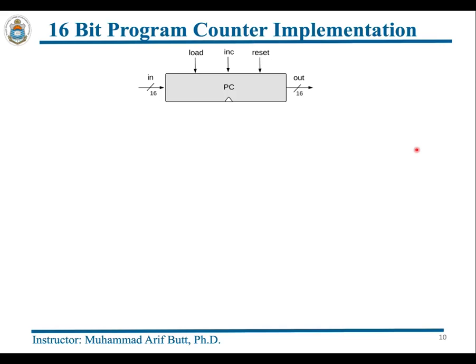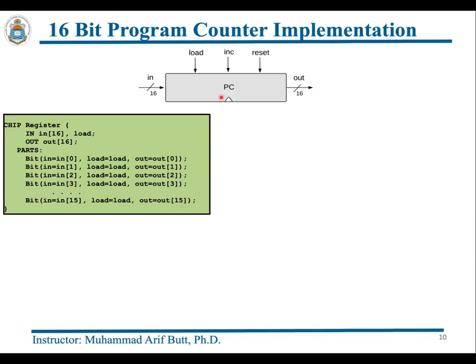Well, dear students, to write the HDL for a 16-bit program counter, the basic building block that we need is the register chip. Since you see this is basically a register. And this is the HDL of the register chip that we designed in the previous lecture, I think. And from the interface of this chip, it is clear that it has two inputs, a 16-bit in and a single bit load, and a 16-bit output named out.